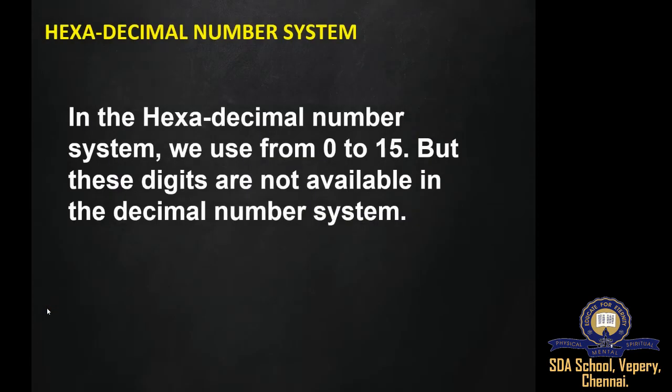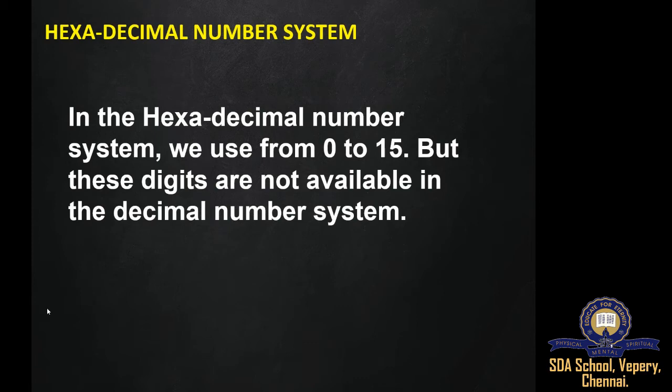And what is the next topic? It is the hexadecimal number system. In the hexadecimal number system, we use from 0 to 15. But these digits are not available in the decimal number system. What are the numbers we have in the decimal number system? That is from 0 to 9, 10 digits. But in the hexadecimal number system, we have totally 16 digits, that is from 0 to 15. But it is not available in the decimal number system.